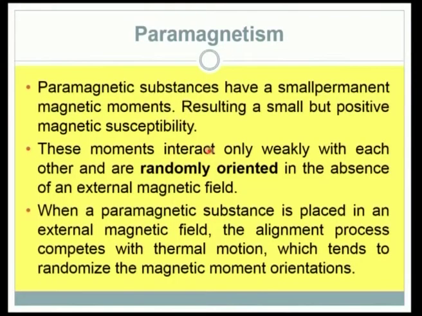That's what is happening. These moments interact only weakly with each other and are randomly oriented in the absence of an external magnetic field. Why is it mentioned like that? Why don't they have magnetism initially? Because these tiny magnetic moments are aligned in different directions. Because of thermal vibration, because they are existing in different directions, it is like that.